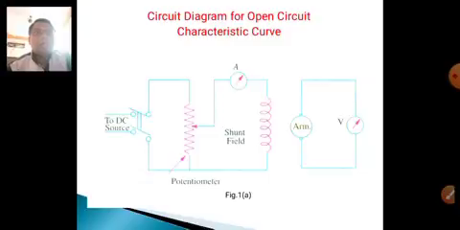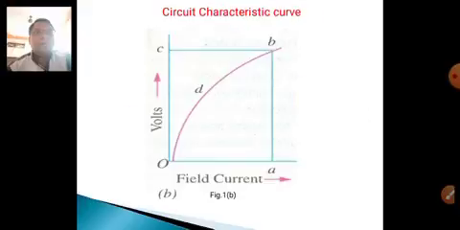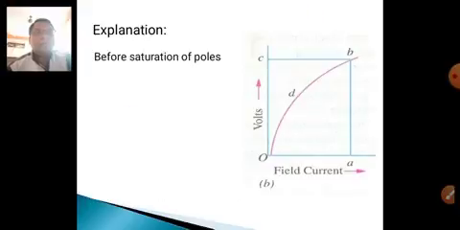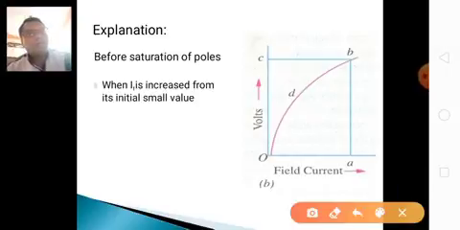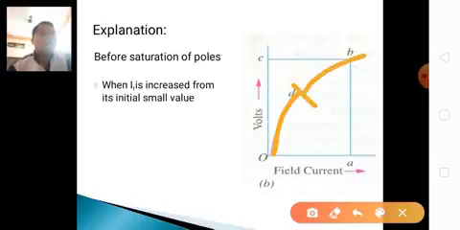See the characteristics of the open circuit, which is drawn between no load EMF and field current. Before saturation of the poles, IF is increased from an initial small value, and the curve starts like this. After saturation of the pole, the curve changes its position, and the field current is increased further.